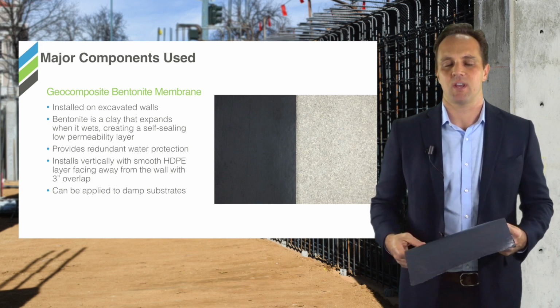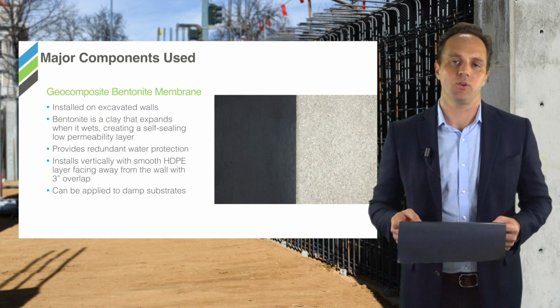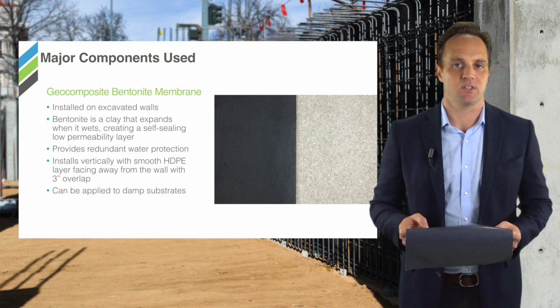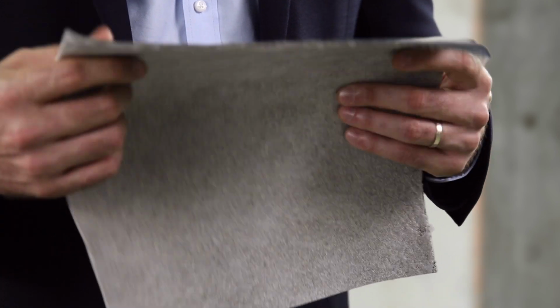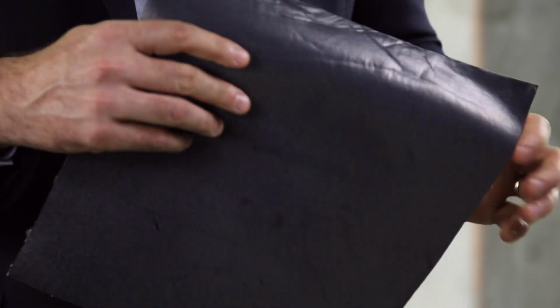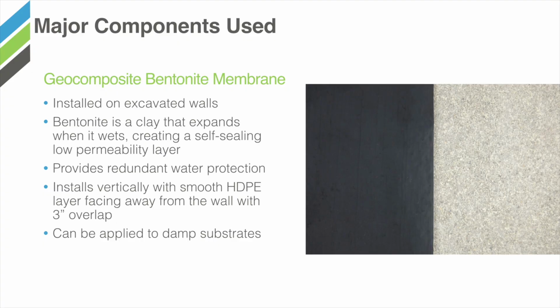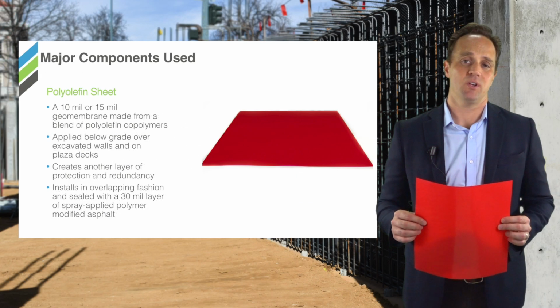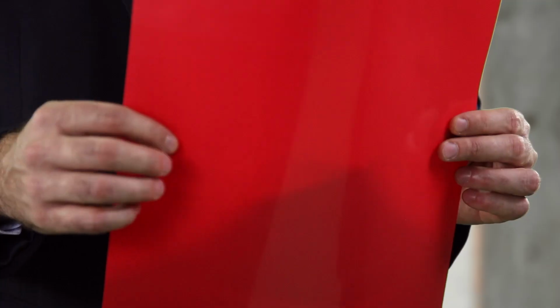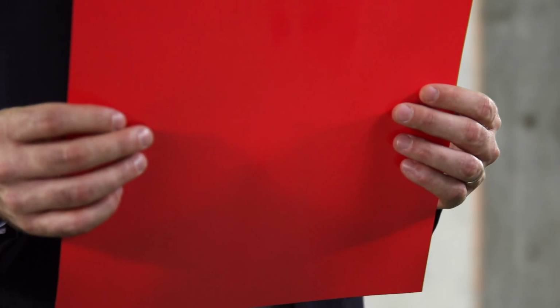The components are almost identical, but the point is that you're using the correct material to match the specific project need, as well as the application type. It installs vertically and is hung smooth with a 3-inch overlap. There are other protection courses that can also be used. For example, this is a polyolefin sheet. This can be used on horizontal deck applications as well as below-grade over-excavated walls.